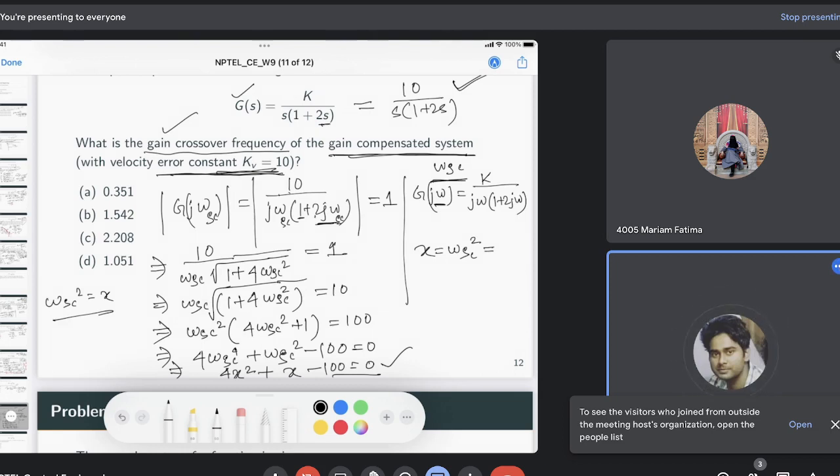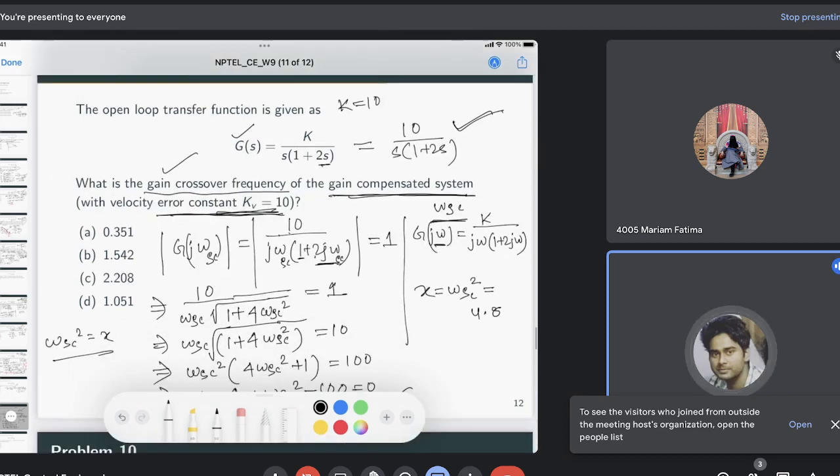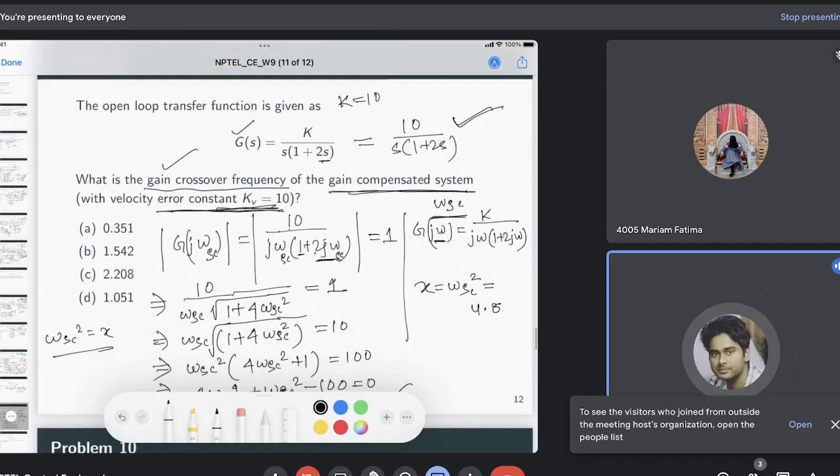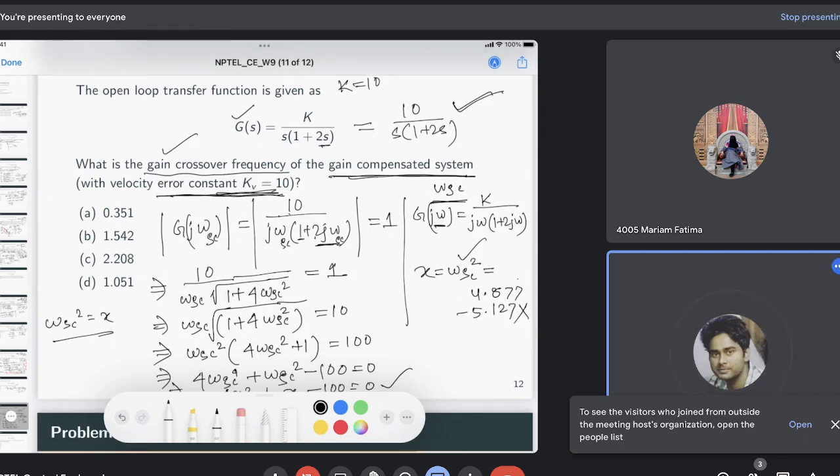We have taken x equal to omega gc square, so omega gc square will be from this quadratic expression, we just find the roots. The roots are, one is 4.877, so I am just using a calculator to calculate this, and the other is negative, minus 5.127. So we discard this negative one because this is the square of a real quantity. So we take the positive term, and from that we get omega gc equal to square root of 4.877, which comes to 2.208 radians per second. So this is the gain crossover frequency for this gain compensated system.